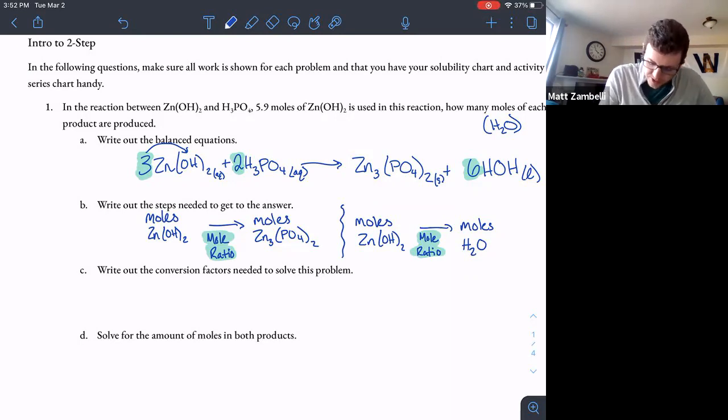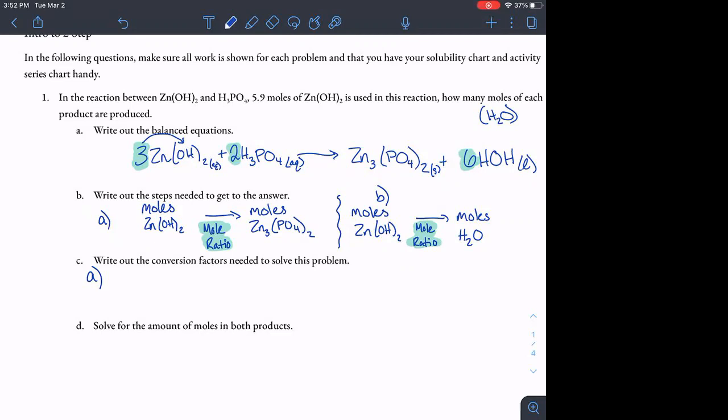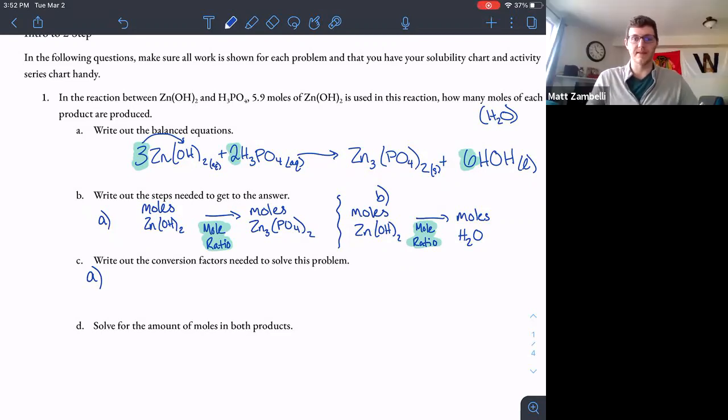So what mole ratio do we need for, let's call this one A. What do we need for A? What's our mole ratio going to be? How many moles of zinc hydroxide are needed for the reaction to happen? How many moles of zinc phosphate are we going to make? Or better yet, where do we get our numbers for that mole ratio? Who can tell me? The balanced equation. What numbers do we use from that balanced equation?